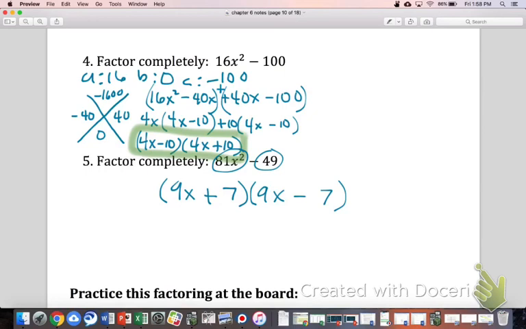You could check this, to be honest with you, I think this would be a worthwhile exercise. You could check this by refoiling it, and you would see exactly what happens. You get 81x squared, and then you'd get minus 63x. What would your other one be? Plus 63x, right, when you FOIL this? Minus 49. And just like we practiced, these would add out, and you'd end up with that original. So that is a very viable thing, and if you see it, great.